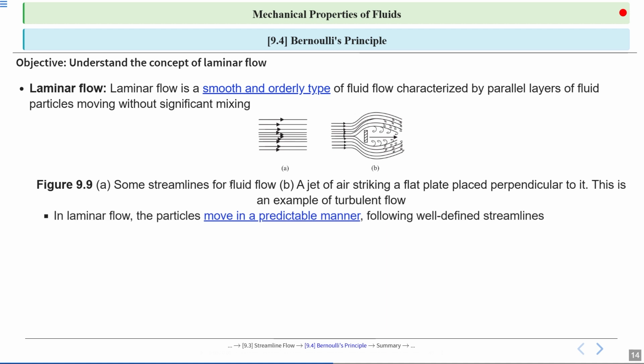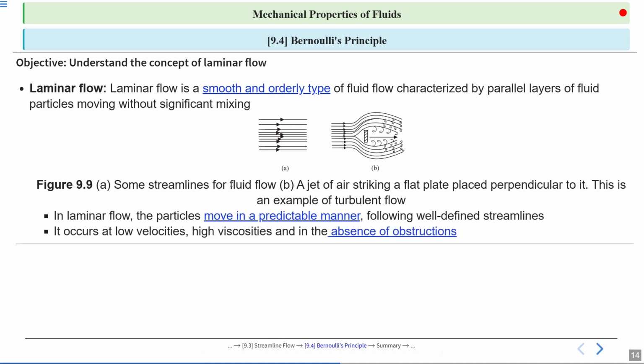So, in laminar flow, each particle of the fluid follows a predictable path, moving along well-defined streamlines. This means if you were to track a single particle, you could easily predict where it would go next. It occurs at low velocities, high viscosities, and in the absence of obstructions. All right.